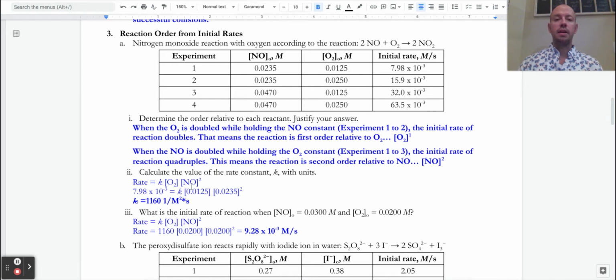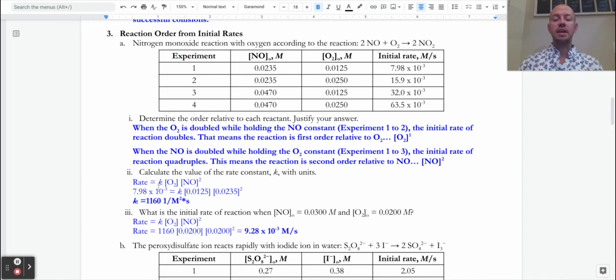We don't know our K. We do know the rest, and in this case, make sure that you're matching them up correctly with how you've written this. I, for whatever reason, put O2 first, or oxygen first, because that's the first data I dealt with. And then I did my nitrogen monoxide second. I've got my orders matched up, and then I get my value for K. Once again, sometimes small, sometimes big, a lot of times in between.